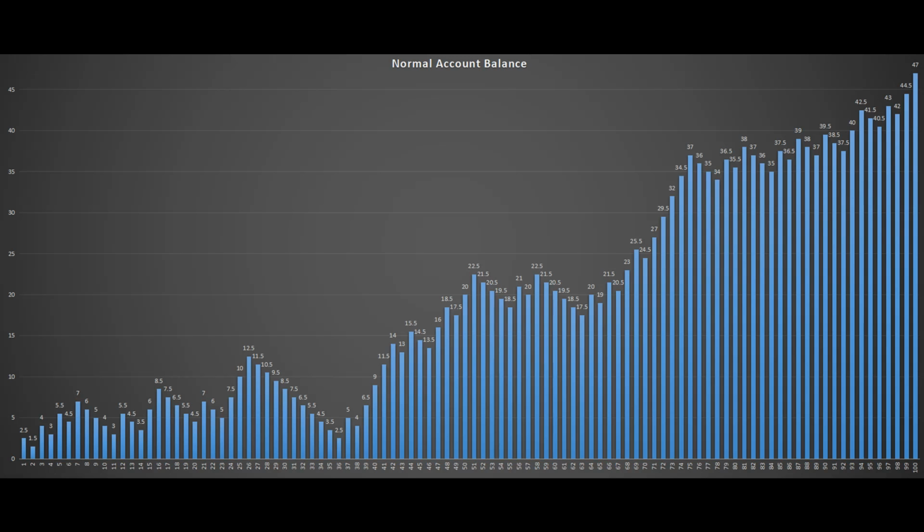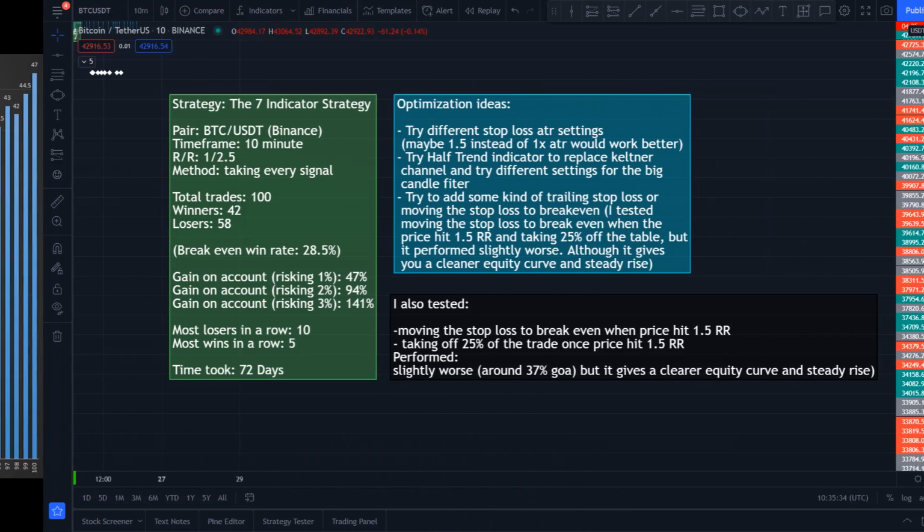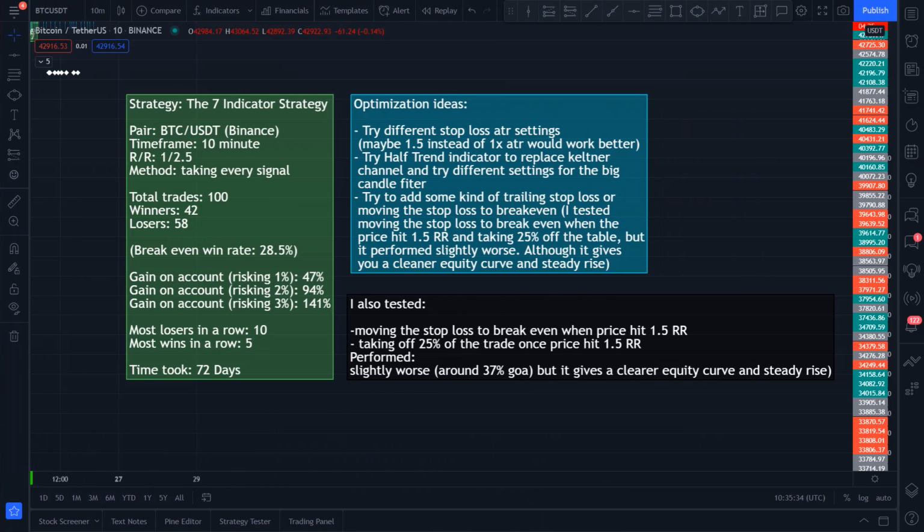And now, let's see the optimization ideas. To get rid of the big losing streak, I tried a different take profit and stop loss approach by taking off 25% of the trade once the price hit a 1.5 risk to reward ratio. Then I moved the stop loss to break even, but it gave slightly worse results, around 37%. I think that's what you pay for a clean and steadily rising equity curve.